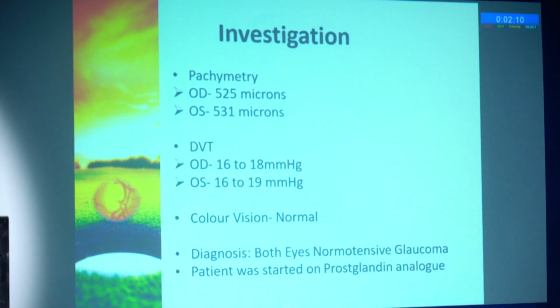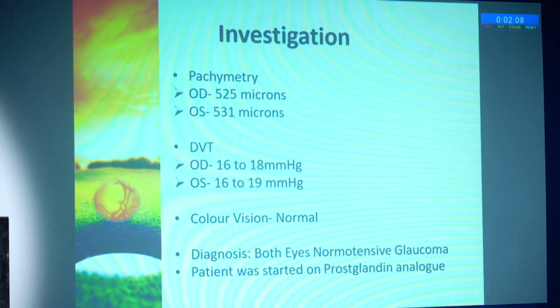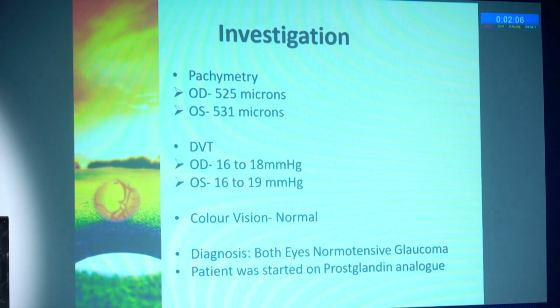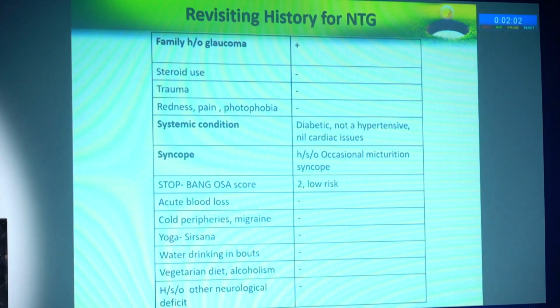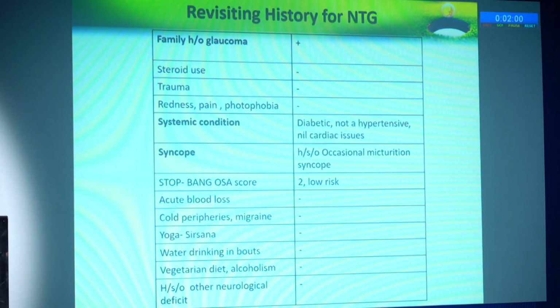So with this, we made a provisional diagnosis of normotensive glaucoma in both the eyes and started the patient on prostaglandin analogs. Revisiting the NTG history, he gave a positive family history of glaucoma. He was a diabetic, and also had a history of occasional micturition syncope.